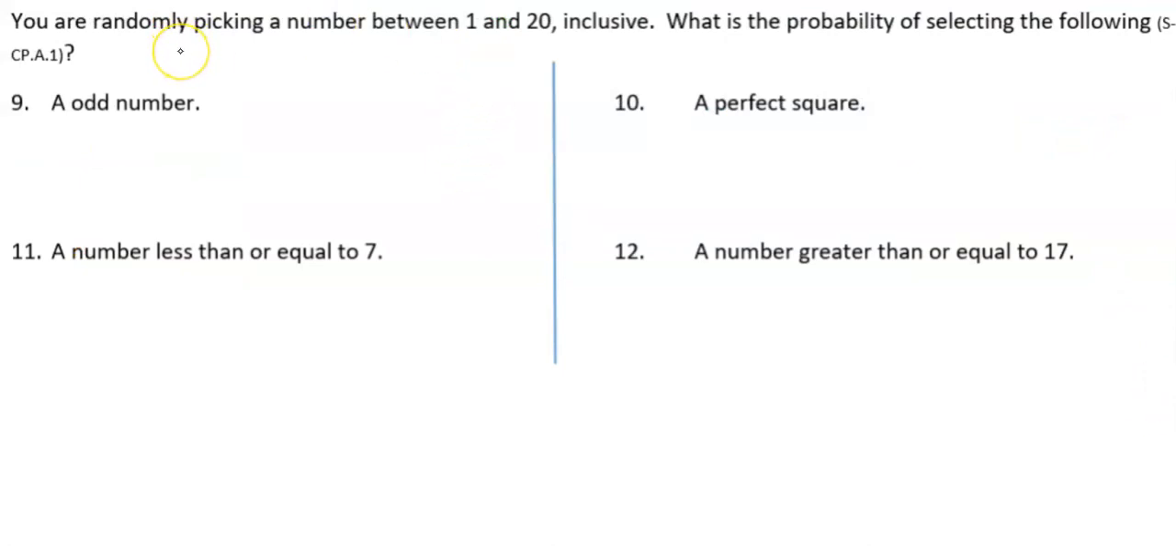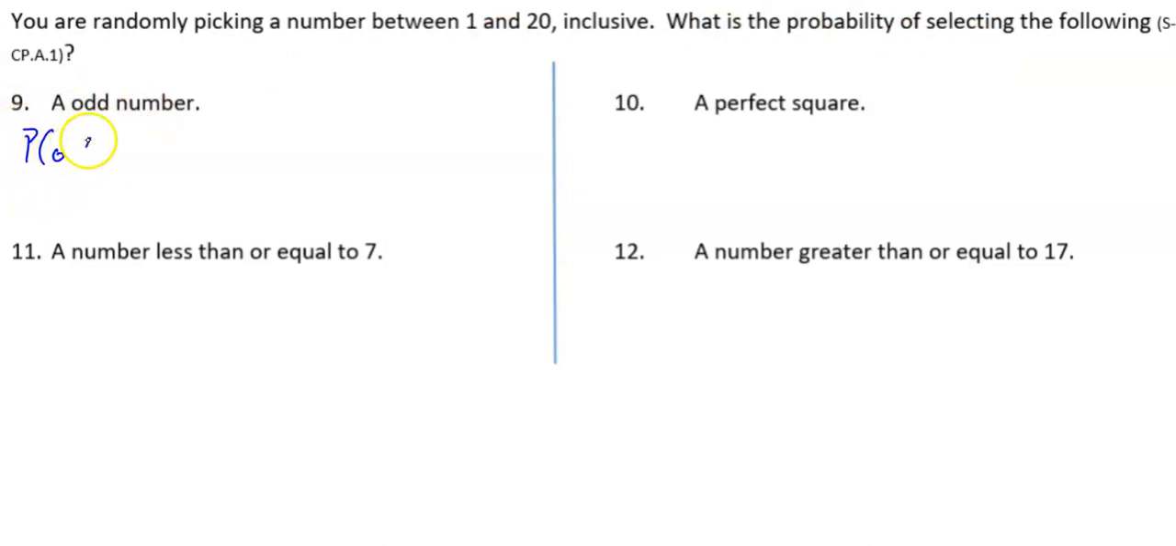We don't have to do it with marbles. We don't have to do it with something physical. We can do it with an idea like numbers. Yeah, numbers are an idea, believe it or not. You are randomly picking a number between 1 and 20 inclusive. The word inclusive means you're going to include 1 and you include 20. It's not just the numbers between them. It's all the numbers between, and the 1 and the 20. So what is the probability of selecting the following? The probability of an odd number.